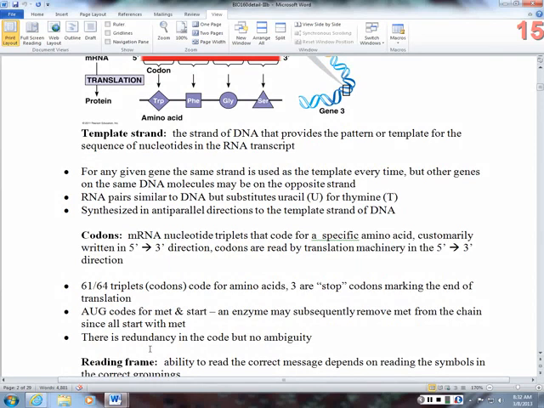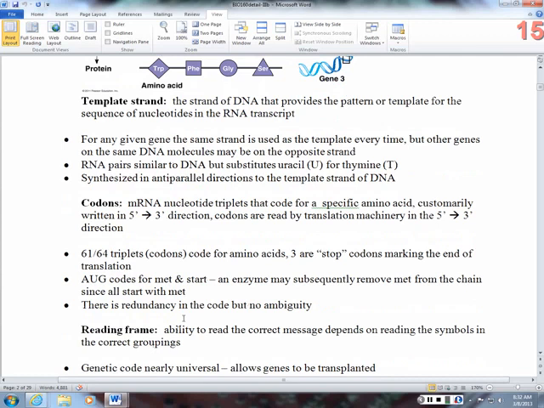So of those codons, 61 out of the 64 of them are going to code for amino acids. 3 of them are going to code for stop codons. They don't actually code for anything, and that's why we call them a stop. And that's going to mark the end of translation. So when you get to a stop, that's how you know to stop reading in there.